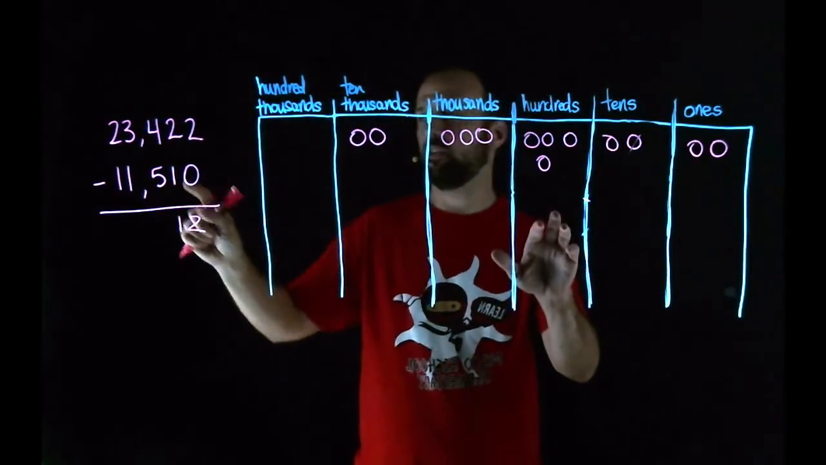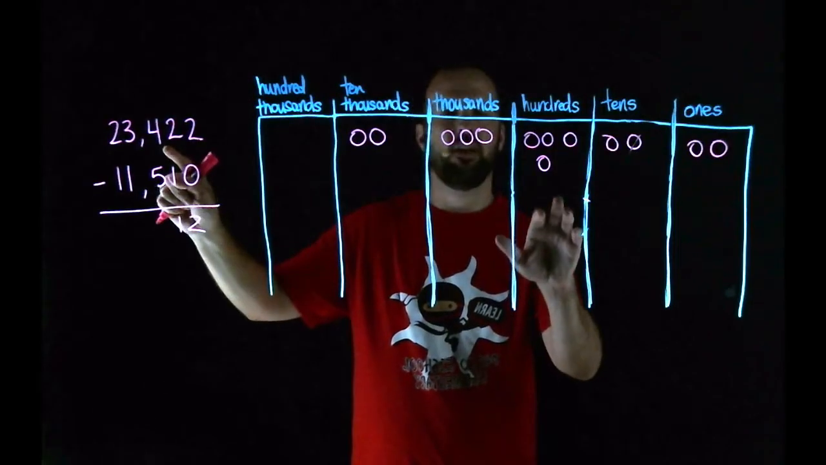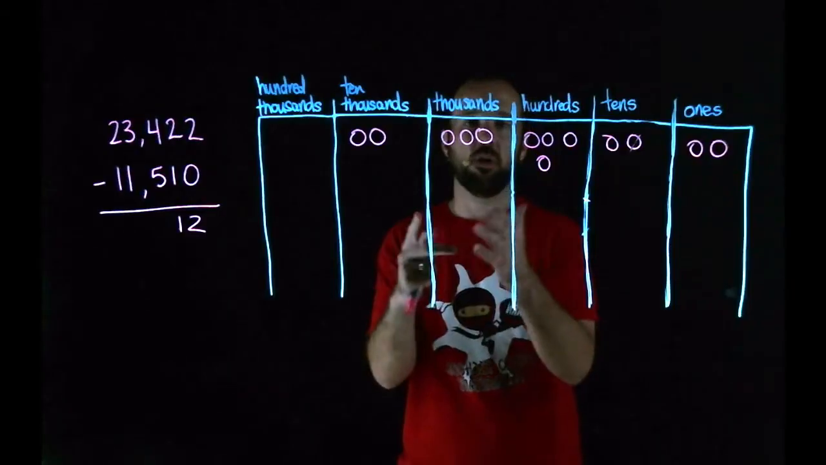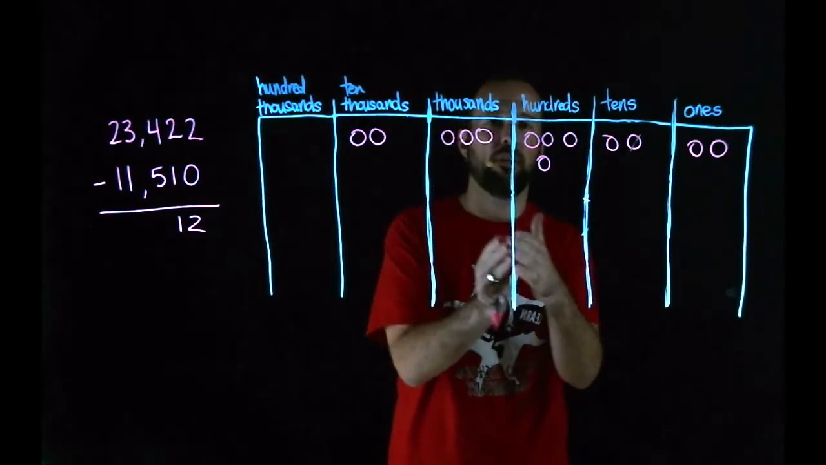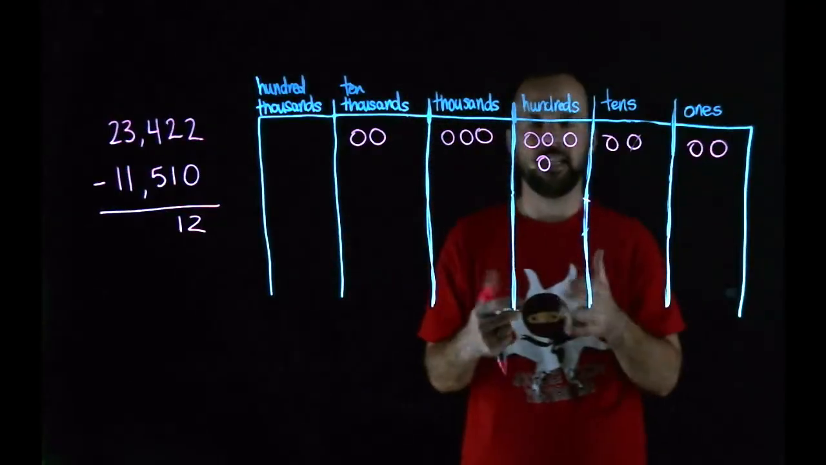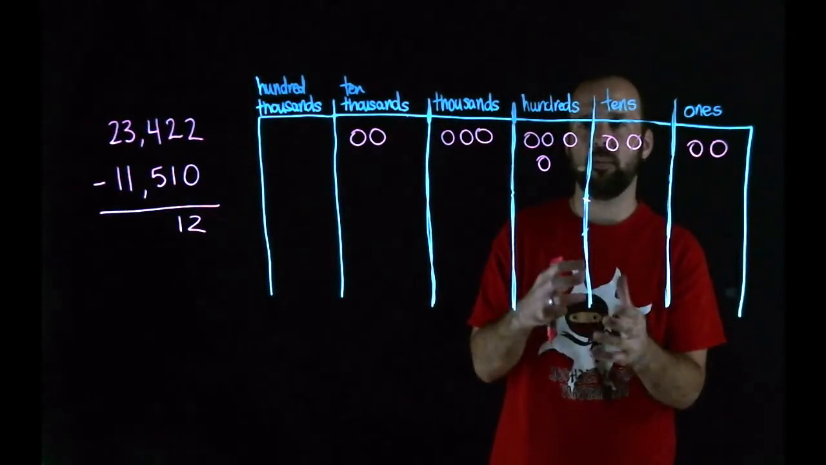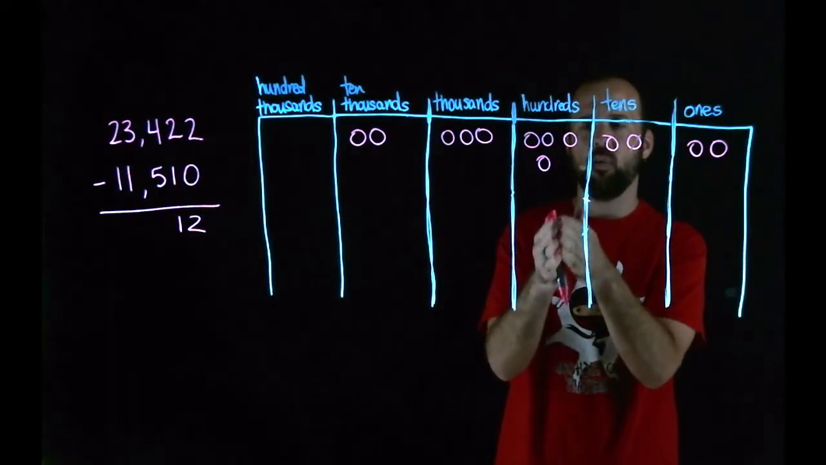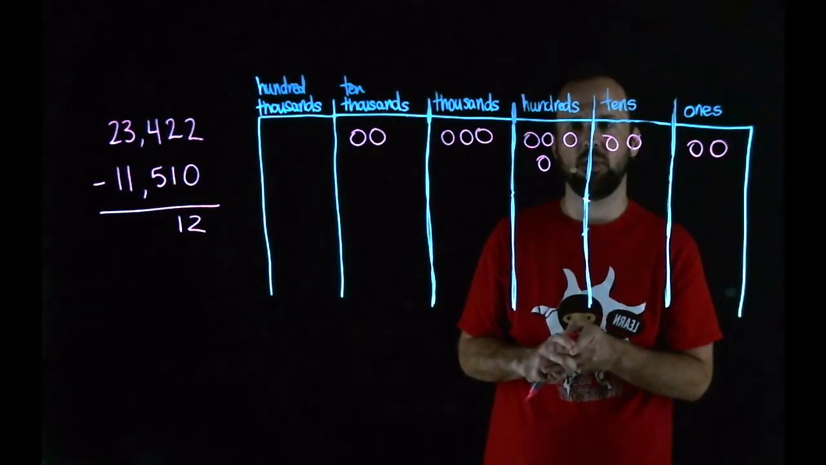Next, I move on to my hundreds. I want to subtract 5 from 4. Can I do that? No, I can't quite do that. So I'm going to have to unbundle one of my thousands and bring it into my hundreds place. So if I was going to do that, take a second now. What's that going to look like? How am I going to unbundle 1,000? How many hundreds am I going to have once I unbundle 1,000 into hundreds?